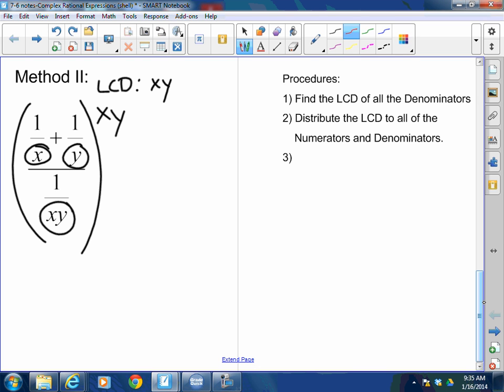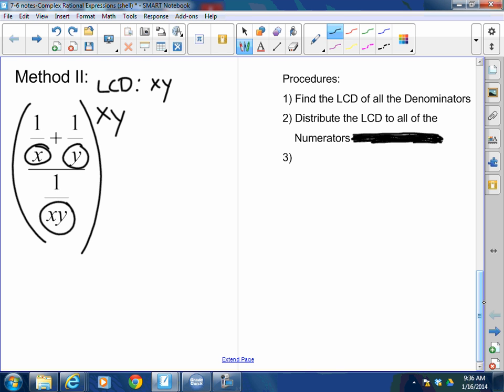And actually, wait a second. That's wrong. It's not multiply the LCD to all of the numerators and denominators. It's just multiply the LCD to the numerators. I'm sorry. Please scratch this off. That is my error. I apologize.